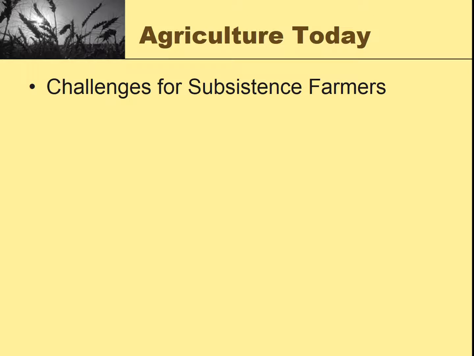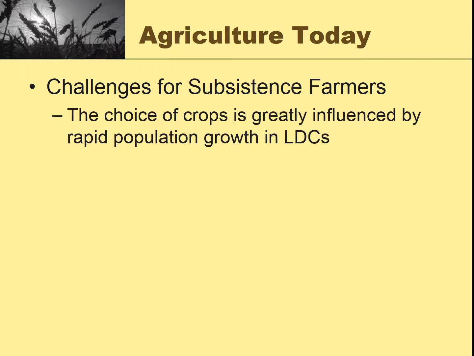Let's look at challenges for subsistence farmers. The choice of crops is greatly influenced by rapid population growth in LDCs. You've got to grow what you can grow easiest and fastest and produces the most amount of food to feed an exploding population.